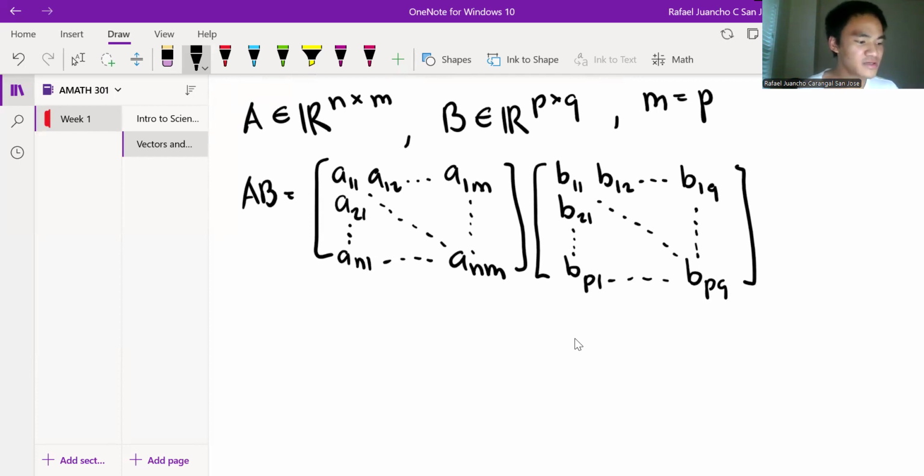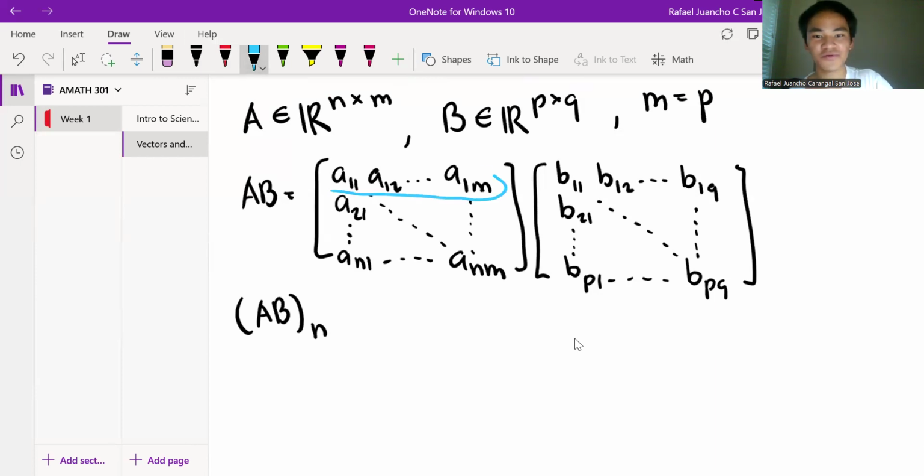Let's first try doing N. So first we're going to try doing AB, for one row. So we're doing it here and we're doing it here. We're getting the dot product of that. That's what this means.